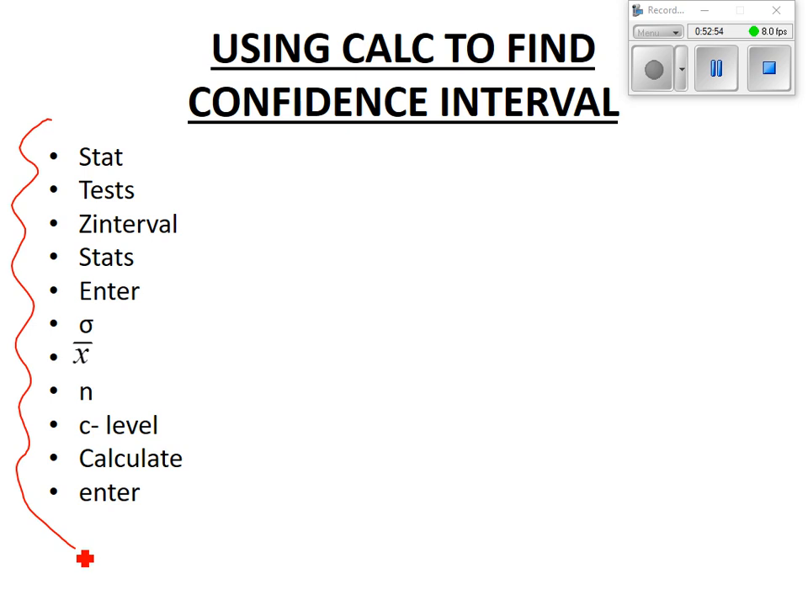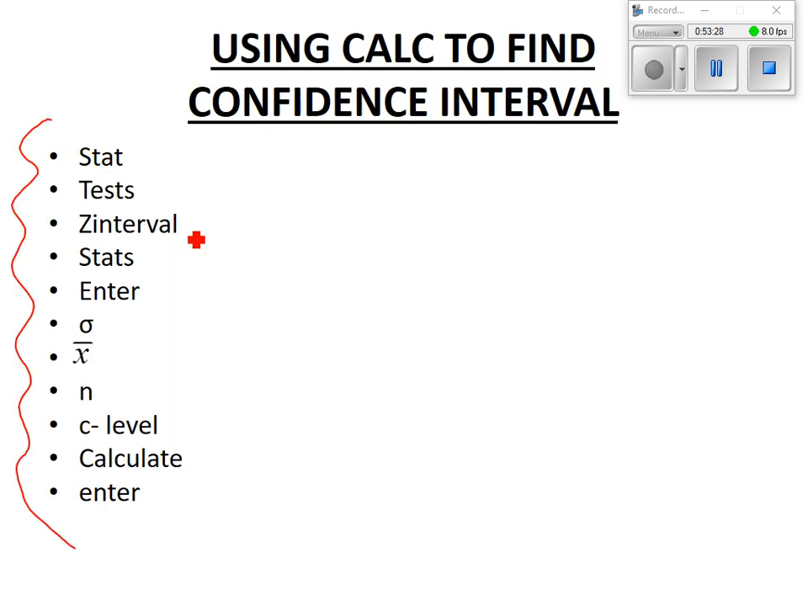Be careful because on this Z interval, there's only one Z interval, so that's good. It comes up and it looks, I know this is hard to see, but it looks something like this. So the very first thing, it says input, it says data or stats. Stats is if we know X bar and the standard deviation and that stuff, and we're just going to put that in.